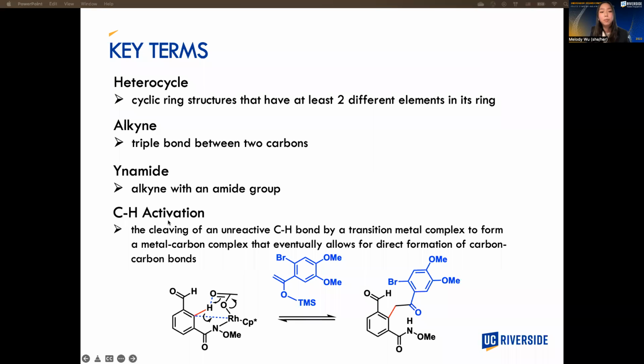And lastly, a brief explanation of the reaction that I mentioned previously. So CH activation is basically when you're taking an unreactive carbon-hydrogen bond, which is here in red, and you bond it to a transition metal complex, which, we're using rhodium in this situation. And so by binding to this metal complex, you actually allow a direct formation of carbon-carbon bonds. So you're making something unreactive, reactive.